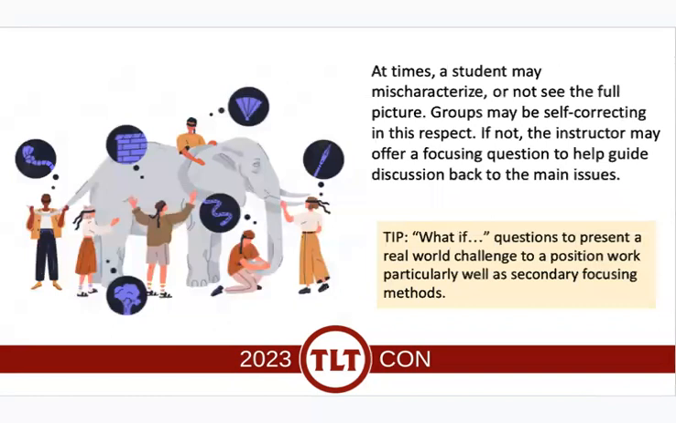At times, a student may mischaracterize or not see the full picture. In groups, this may actually be self-correcting. What someone says that seems to be wrong, another student might say, well, let's look at it from this side, or I have a different opinion. And so we see that self-correcting strategy in play. And if not, the instructor can often jump in and offer a more focusing question to help guide students back to the main issue.